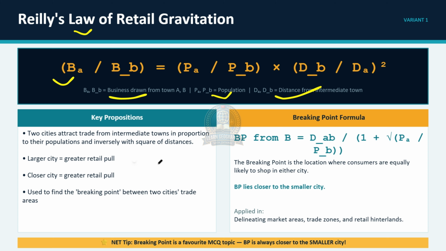Breaking point formula, this is the formula. The breaking point is a location where consumers are equally likely to shop in either city. The breaking point lies closer to the smaller city. It is applied in delineating market areas, trade zones and retail hinterlands. The breaking point is a favorable MCQ topic. The breaking point is always closer to the smaller city.